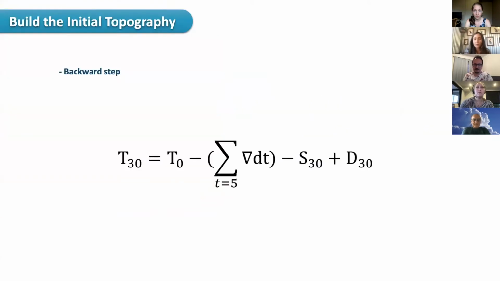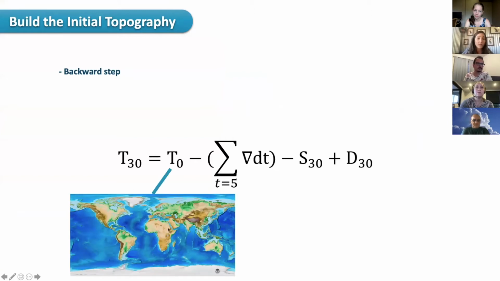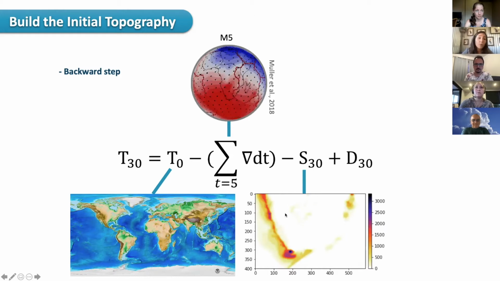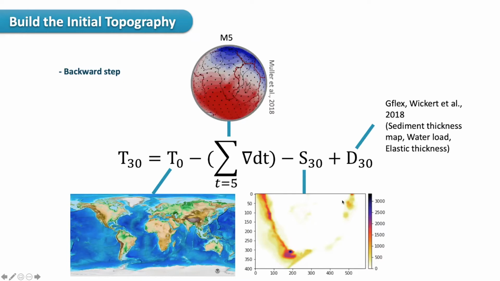To build a realistic Earth surface evolution model, the first step is to build the topography. To do that, we use a backward step. Here, to obtain a paleotopography 30 million years ago, you take the Earth's topography, here the e-topo raster, remove the dynamic topography impact or the tectonic impact, remove the sediments from the margin here of the South African margin, and add the deflection back.